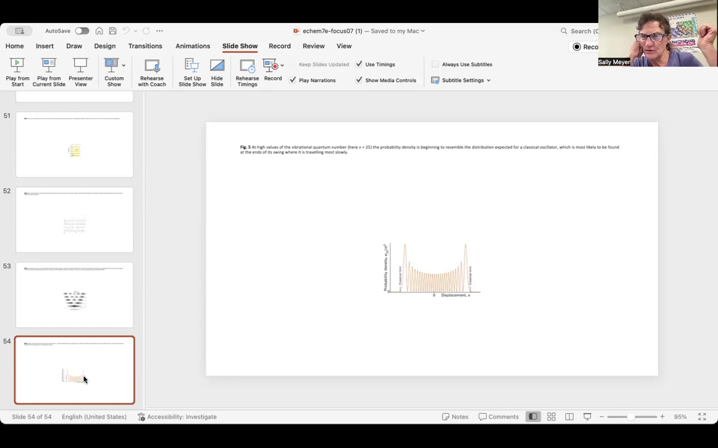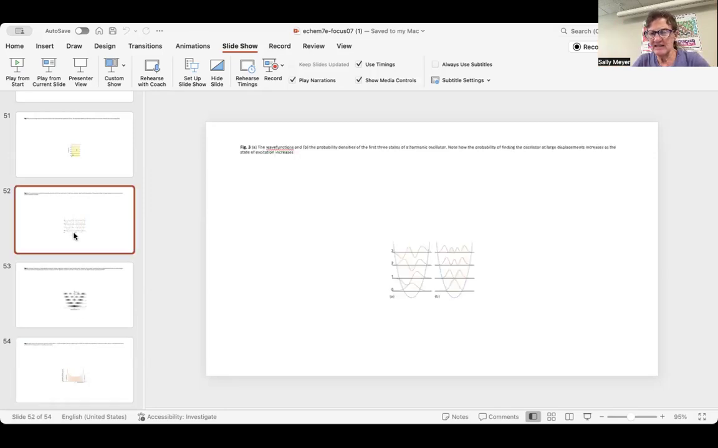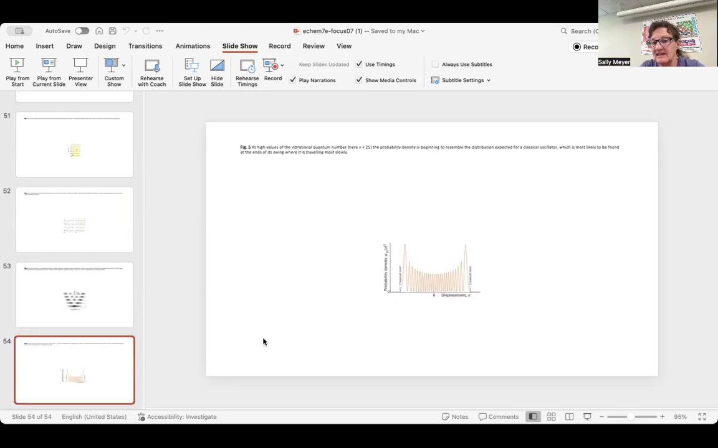So this is Bohr's correspondence principle, that as you get to a higher excited state, it starts to look more classical. We said when we were here, it would make more sense to see it stretched as far as it would go or compressed as far as it would go, because those are the points at which it's going the slowest. And so when you get to a highly excited state, that is what you start to see. So like most situations, in highly excited states, the quantum mechanical solution begins to look more like a classical solution.